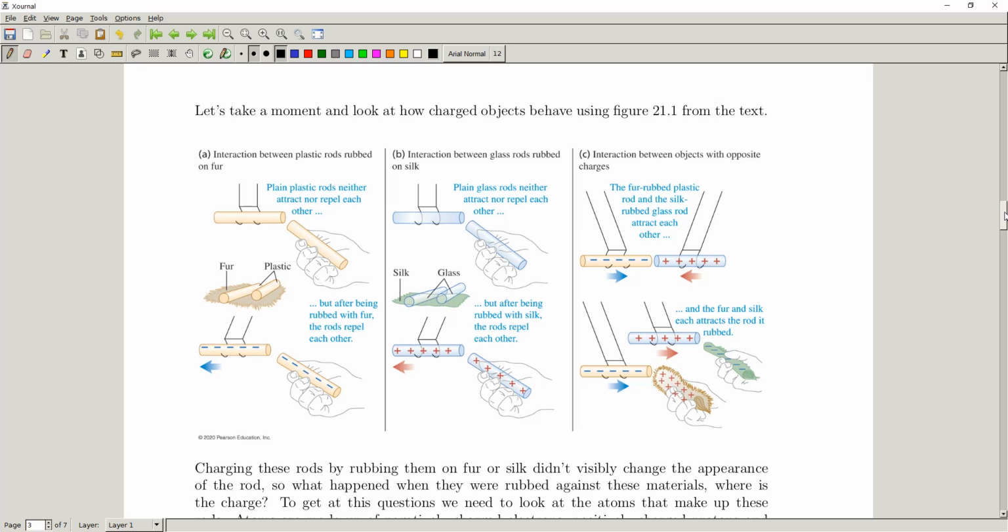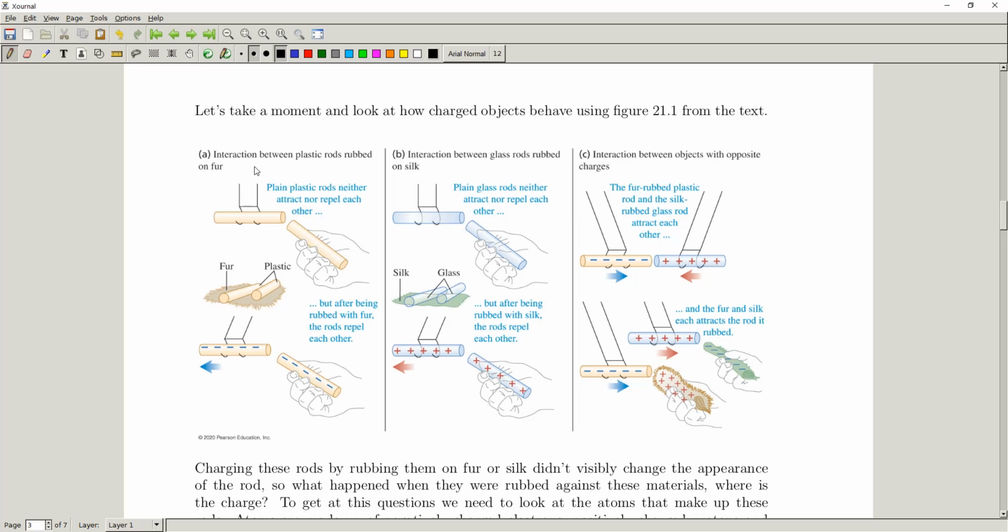Okay, so let's take a look at what's going on in this image. In part A here, we start off with two plain plastic rods. One of them is hung from this apparatus we have here. It's free to swing, and we have the other one in our hand. We bring them close together, and since they are both neutral, they both have no net electric charge, they basically do nothing, right? We bring them together. They don't attract. They don't repel. Nothing happens.